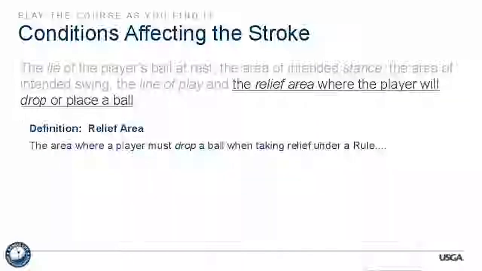And the relief area, we've talked a little bit about it, but it is the area where a player must drop a ball when taking relief under a rule. All the different rules have different relief areas. But it is an area that we cannot improve before dropping a ball. There are some things we can move, some things we can do, but there are some things we can't do. We can't improve that area in general. But we'll talk about that specifically.